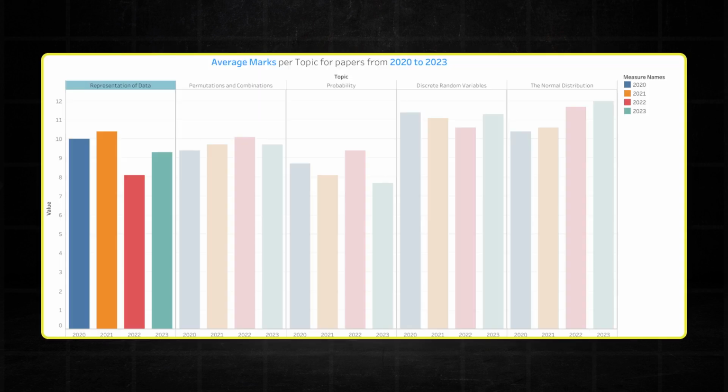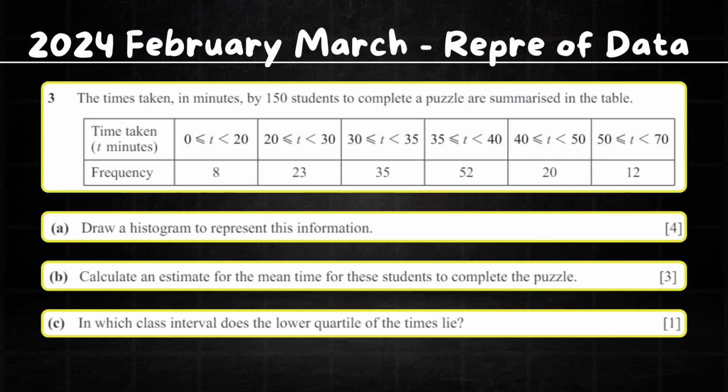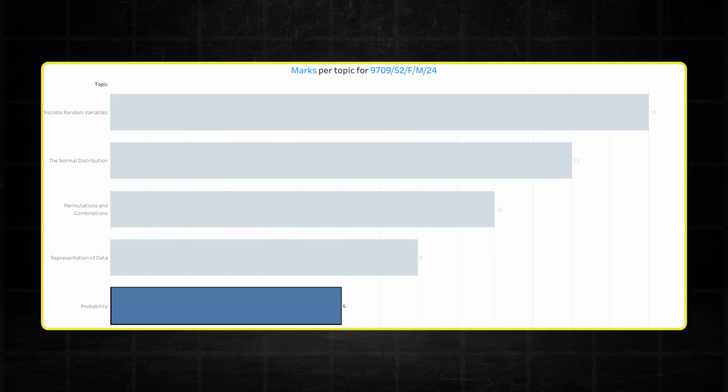Representation of data hasn't been performing at its best in recent years, and in the February-March paper it recorded a total of 8 marks. It only had a histogram question. In the May-June series I do expect it to do a bit better than that, so it should be around the 9 mark region. And our final topic is probability.